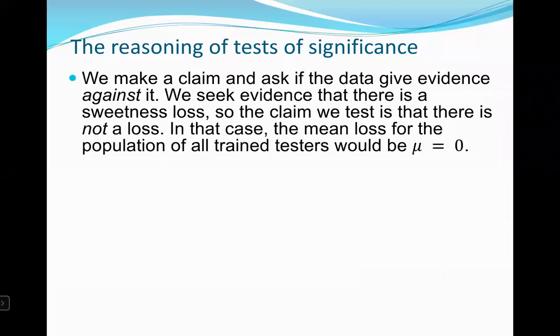We make a claim and ask if the data give evidence against it. We seek evidence that there is a sweetness loss, so the claim we test is that there is not a loss. In that case, the mean loss for the population of all trained testers would be mu equals 0, so no loss.